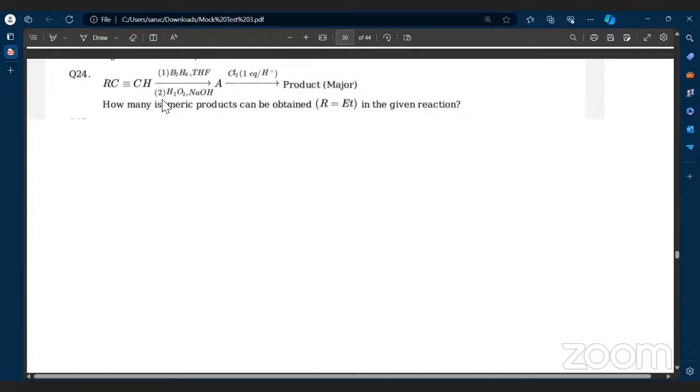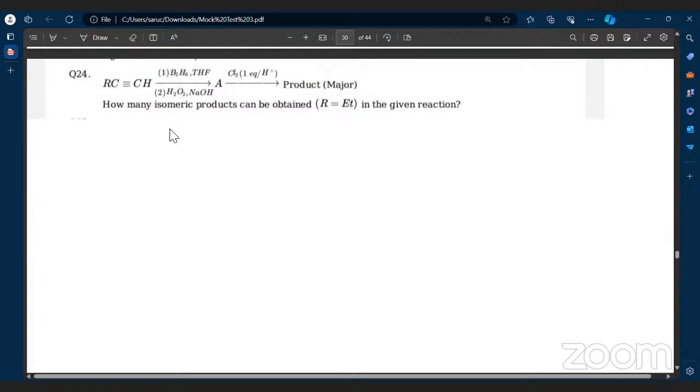RC triple bond CH, when you treat it with diborane, tetrahydrofuran, H2O2, NaOH, you'll be getting A. And in the presence of CrO3, you get the product, which is the major product. For the major product, you have to find how many isomeric products can be obtained. R is equal to Et in the given reaction. So first you do the common reaction, and when R is equal to Et, how many isomeric products you will be getting is the question.